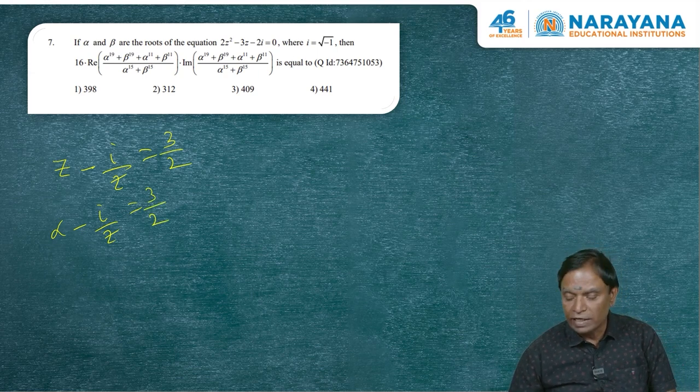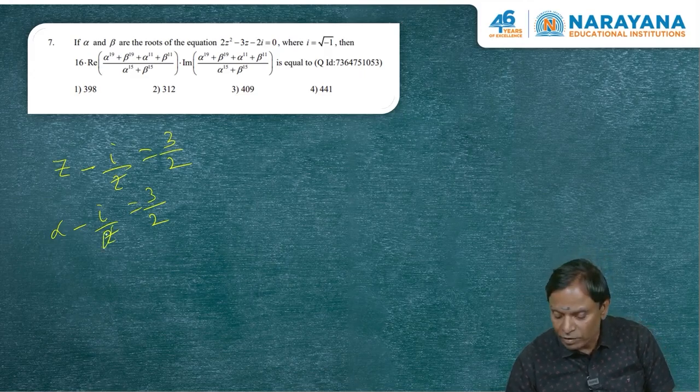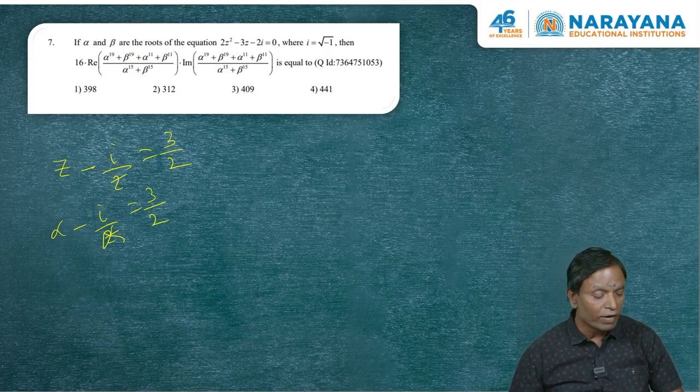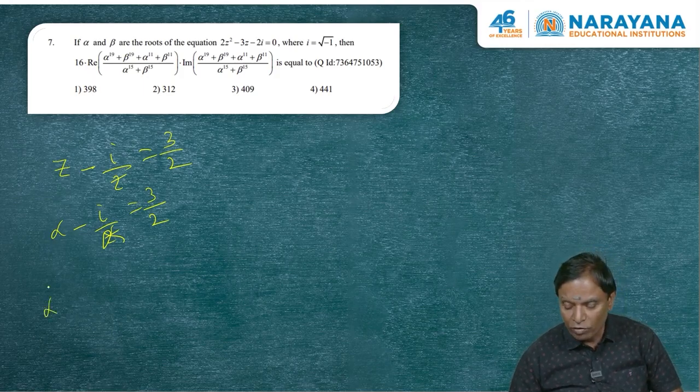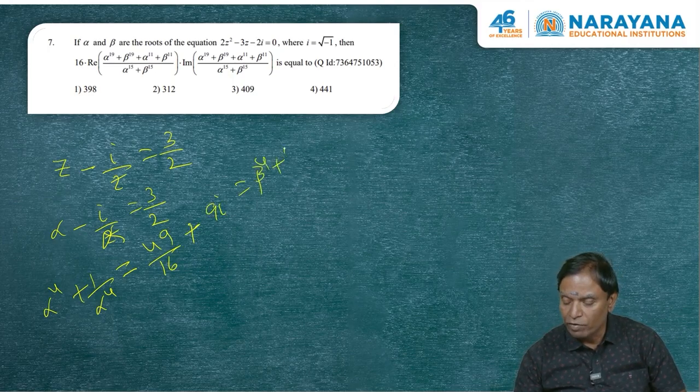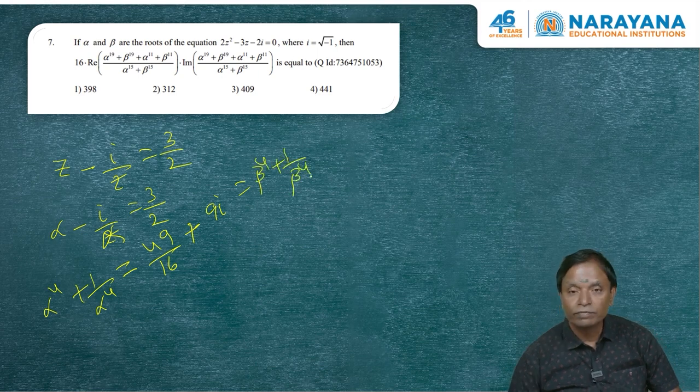If I square once, I will get in terms of alpha square. Again, if I square a second time, I will get in terms of alpha power 4. So when I go for two times squaring, I will get alpha power 4 plus 1 by alpha power 4 is equal to 49 by 16 plus 9i, which is nothing but beta power 4 plus 1 by beta power 4.